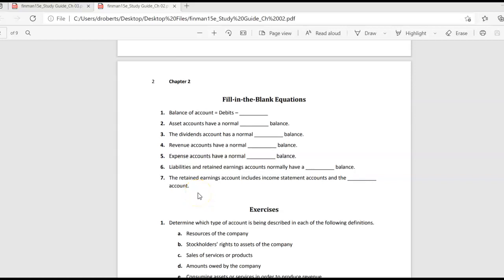Hello, class. I want to just take a few minutes to go over a couple review questions that I think might be helpful to you. These are some of the study guide questions that relate to each chapter in your text, but I'm going to take chapter 2 as an example and then go from there as to whether or not we would go to chapters 3, 4, 5, and 6.